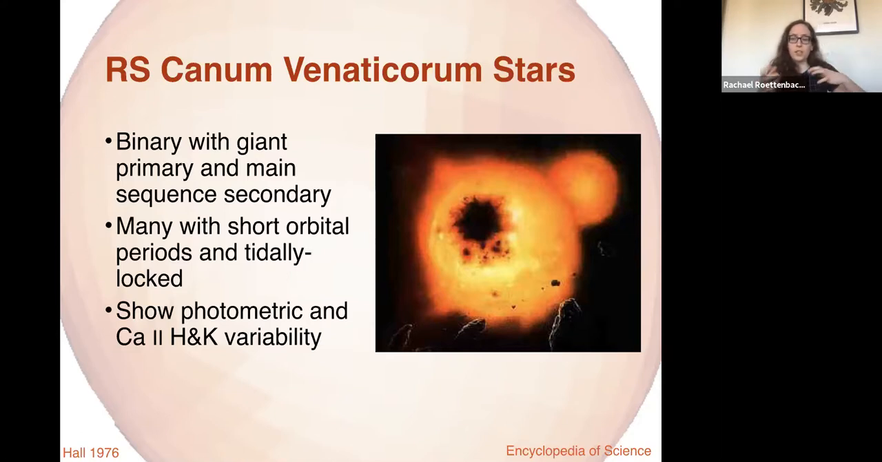Because they're giants, their convective outer layers are significantly bigger than the sun's, and that in combination with the close companion spinning it up means that the magnetic fields are going to be really strong and create these gigantic spots. And we see these spots readily in photometric observations, as well as signatures of it in calcium H and K variability. So these are a well-known type of spotted star where the spots are really quite extreme and really great for studying with imaging techniques because they're so big.